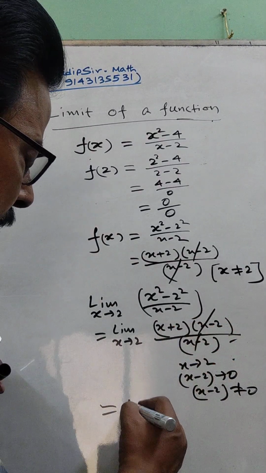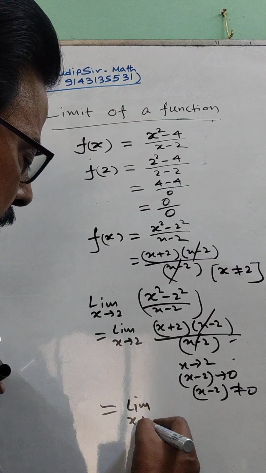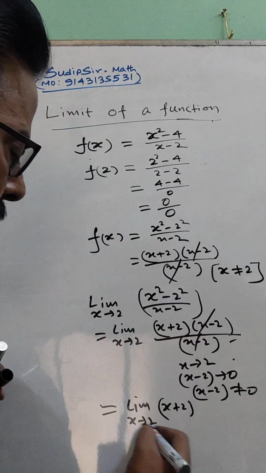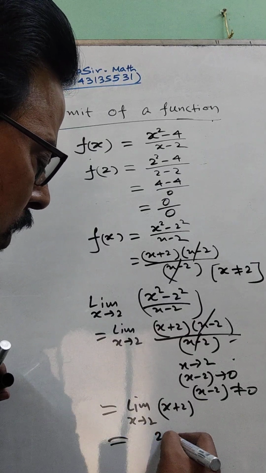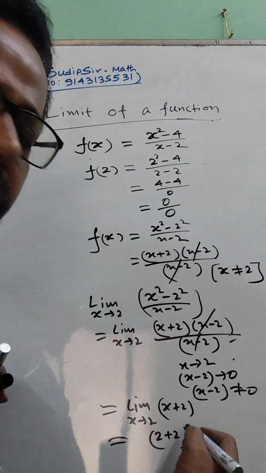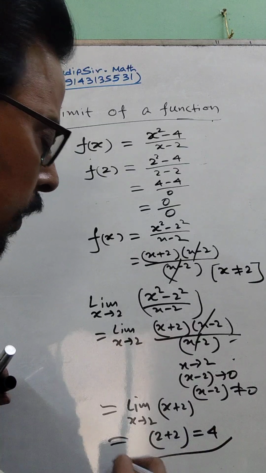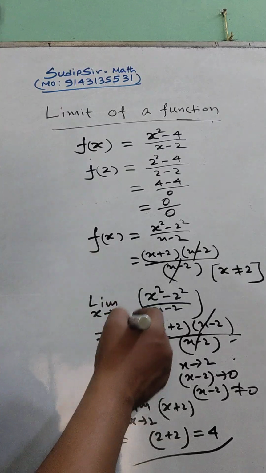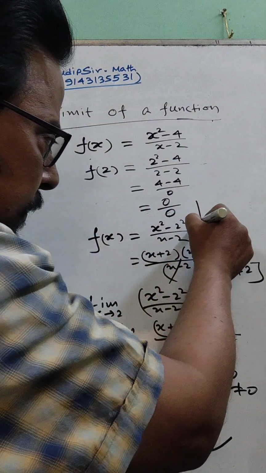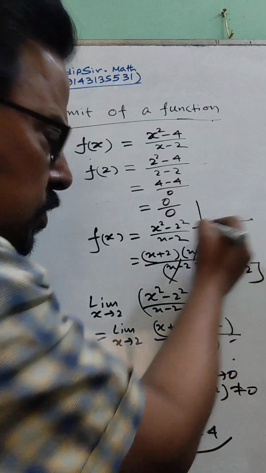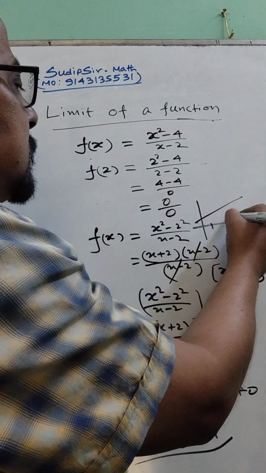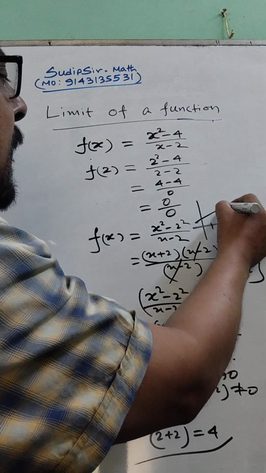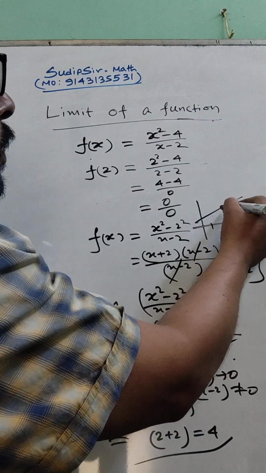Now the function becomes limit x tends to 2 of just x plus 2. So now put the limiting value, 2 plus 2. So your answer will be 4. So when x approaches 2, this height will be 4. This will be the value of y or f(x), which is 4.